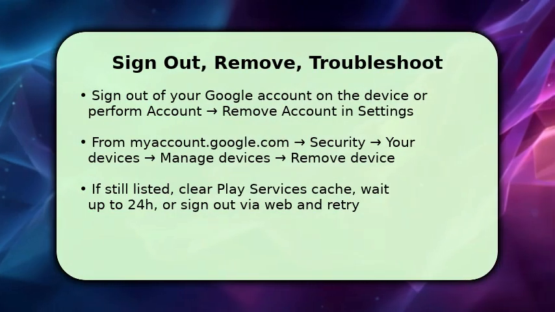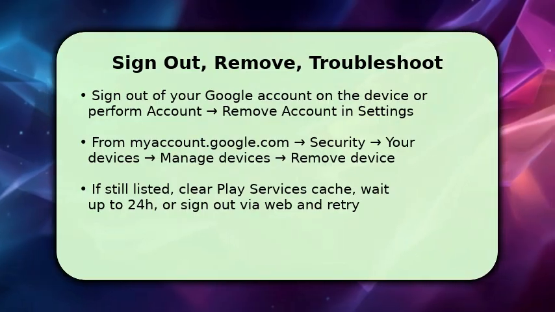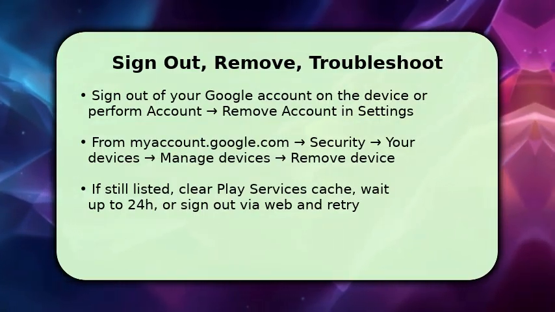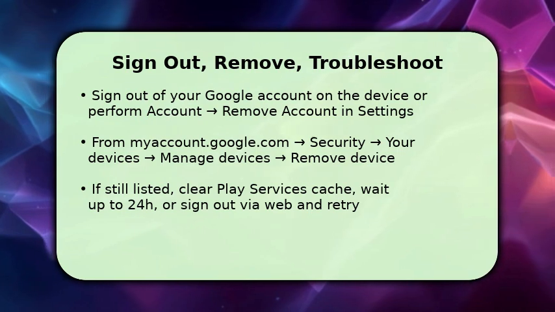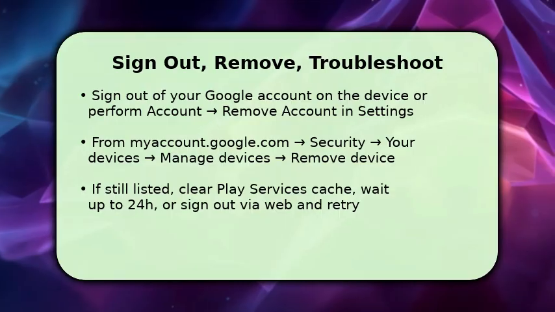You finish by signing out of the Google account on the device or removing the account in Settings. This severs the link. Then, on a computer, go to your Google account security section and remove the device from your devices so it no longer appears in Find My Device.